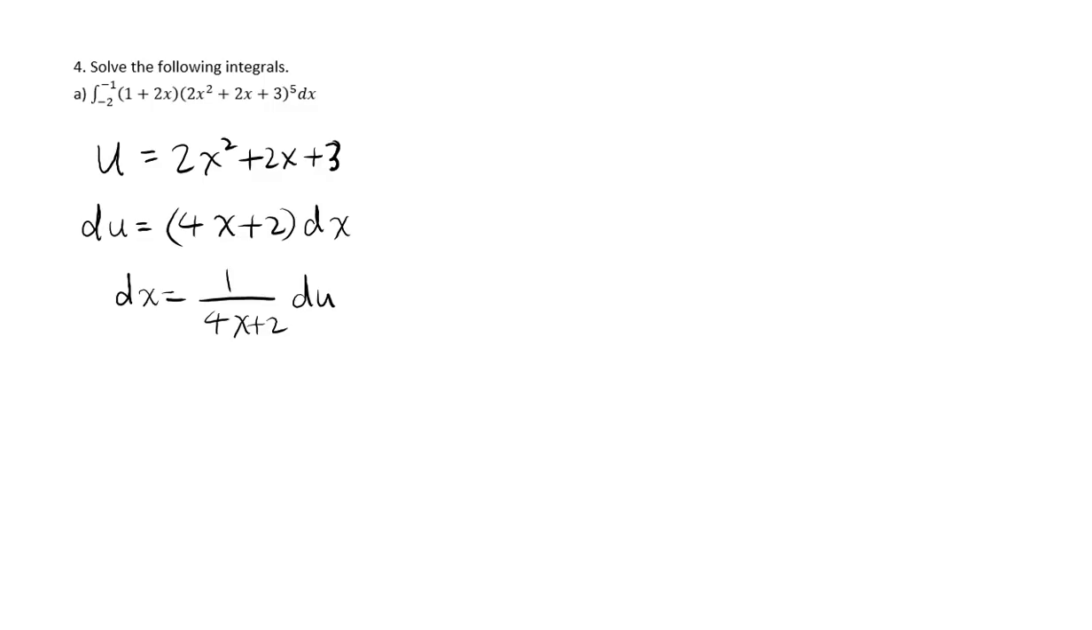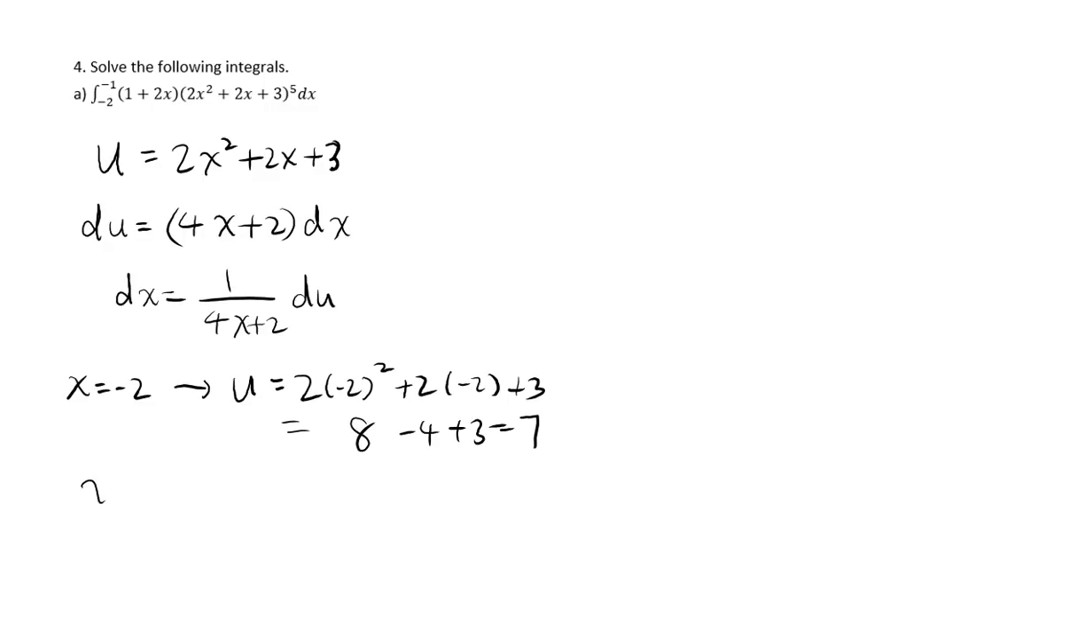You have to figure out the value of u when x becomes -2 and when x becomes -1. Okay, x equals -2. Let's see. What does that mean for the value of u? u becomes 2 times -2 squared plus 2 times -2 plus 3, which is 8 minus 4 plus 3, which is 7. And x equals -1 would make u equal to 2 times -1 squared plus 2 times -1 plus 3. And that's 2 minus 2 plus 3, which is 3.